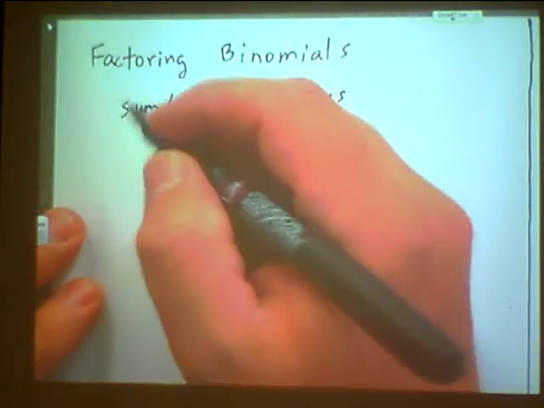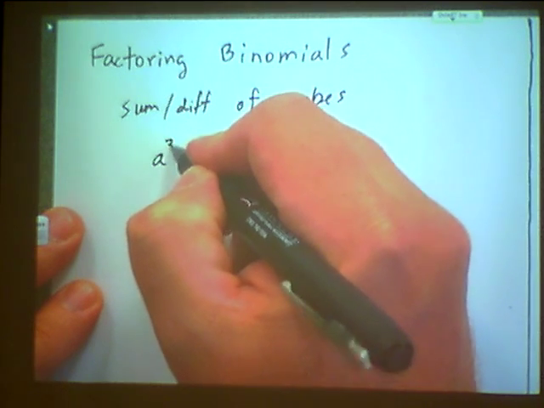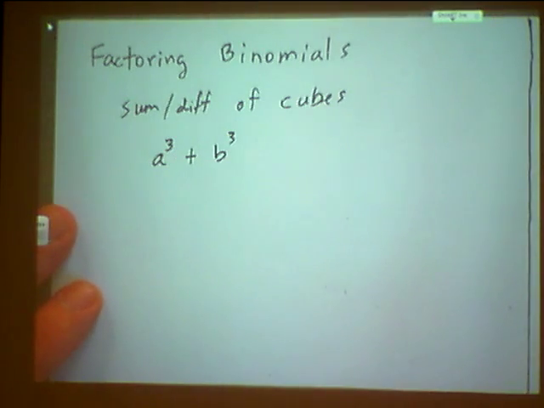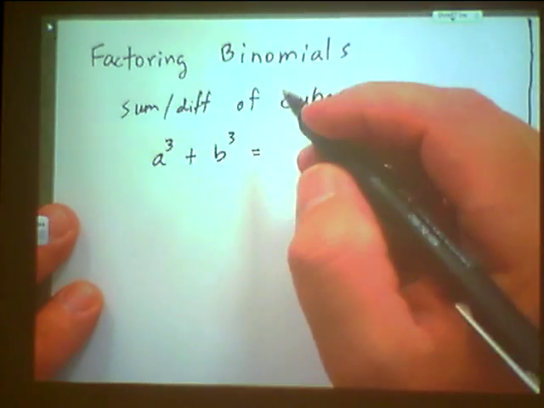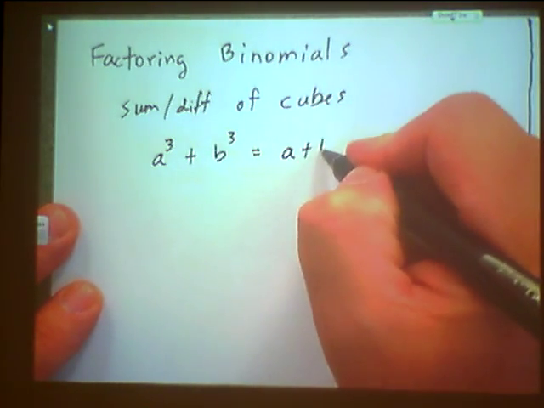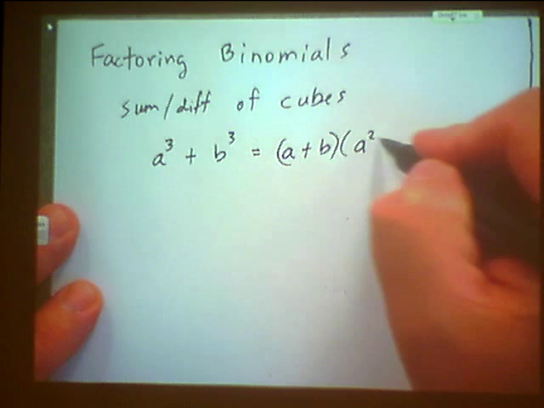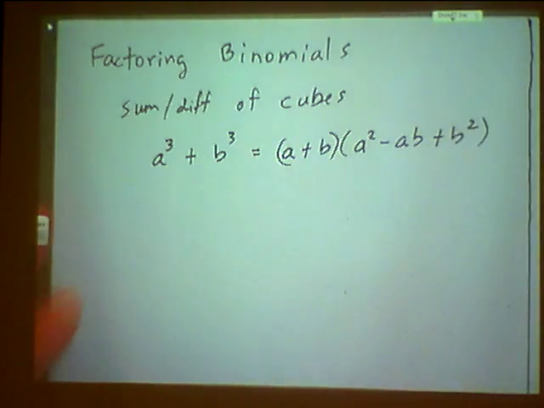So for instance, a sum of cubes may look like this: a cubed plus b cubed. We can rewrite that as a plus b in parentheses, and then in a new set of parentheses, a squared minus ab plus b squared. All right. It's a pretty big and ugly sort of formula.